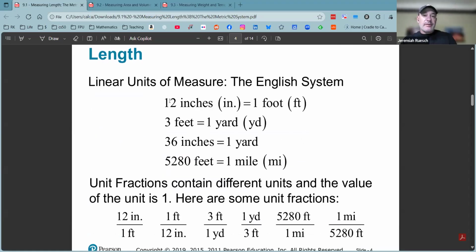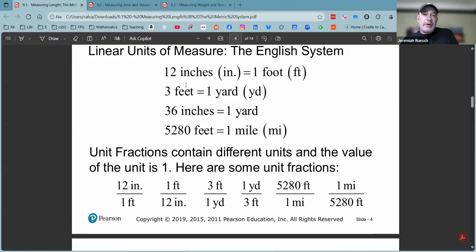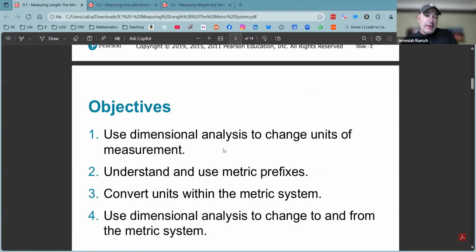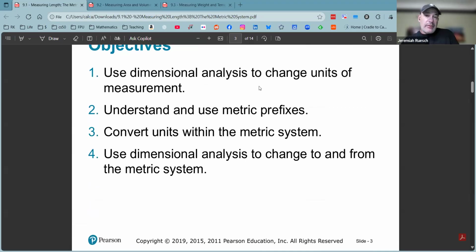Linear units of measure. This is things that we think about in terms of distance, is what we usually mean by linear measurements. In the US system, we have 12 inches is 1 foot, 3 feet is 1 yard, 36 inches is 1 yard, and 5,280 feet are in 1 mile. And so these equivalencies that you see here, these equations, are what we're going to use as that conversion factor, going back to what we talked about in this first one between changing sizes.